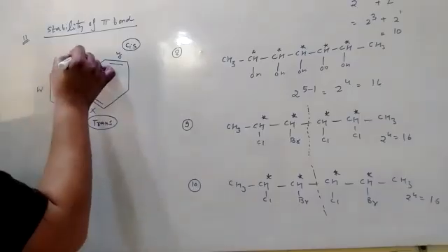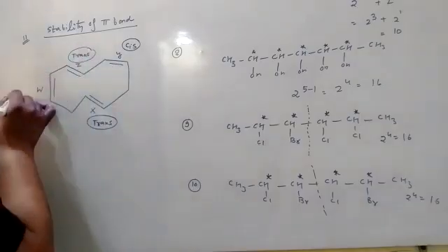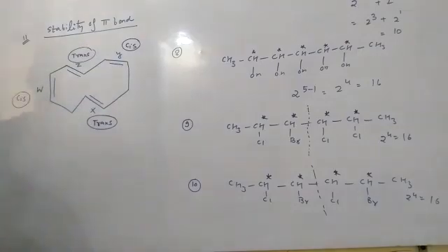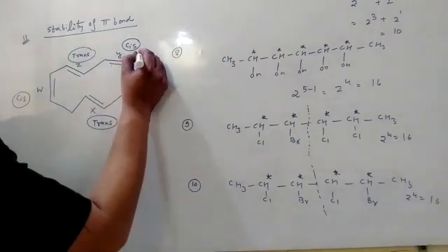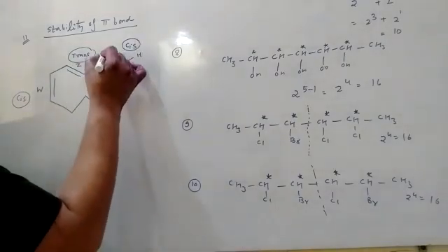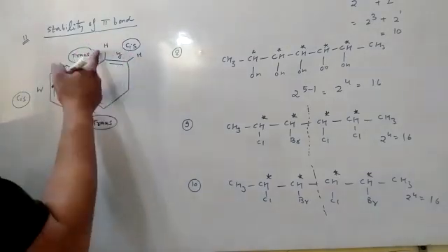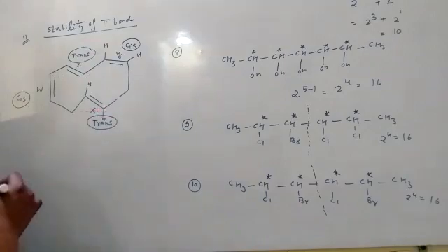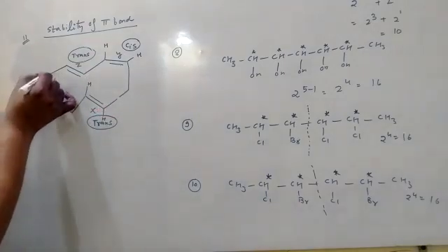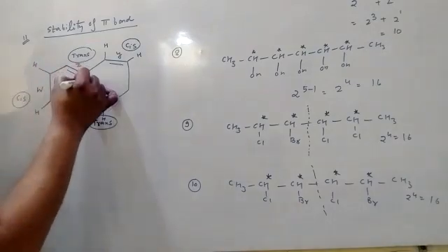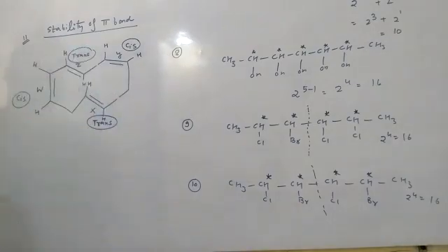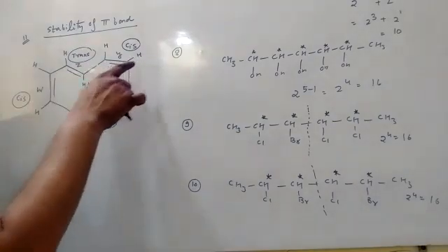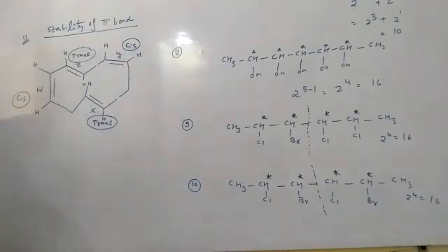Yeah. This is trans, this is cis. Yes or no? Why is it trans? Because the hydrogen will be like this. Here the hydrogen will be like this, so this is a cis structure. Here the hydrogen will be like this, and the hydrogen will be like this. Understood? So both W and Y are cis.